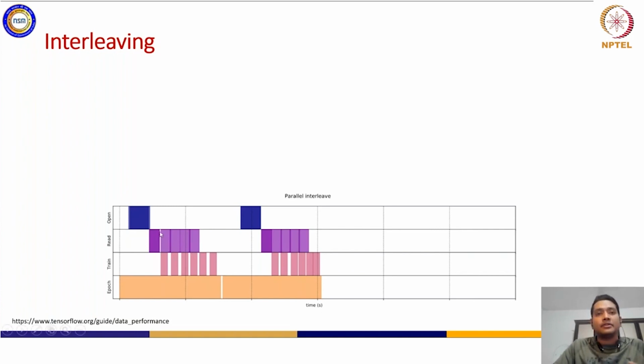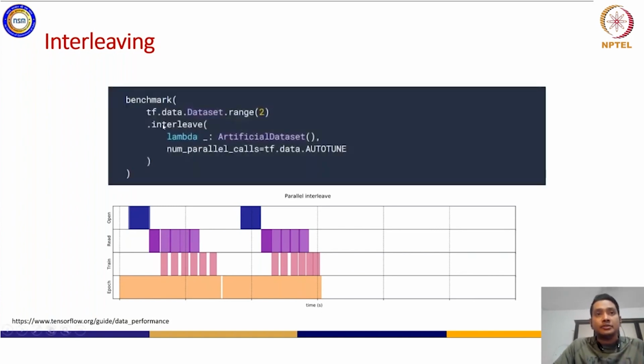And you can parallelize this interleave process. So dot interleave will help you to interleave reading from different datasets, and for the number of parallel calls, again, you can define the number here, or you can use tf.data.AUTOTUNE, and the runtime itself will fetch the number for you. So you do not need to worry about how many parallel calls there will be for this interleave.